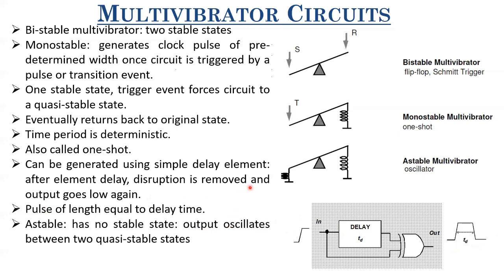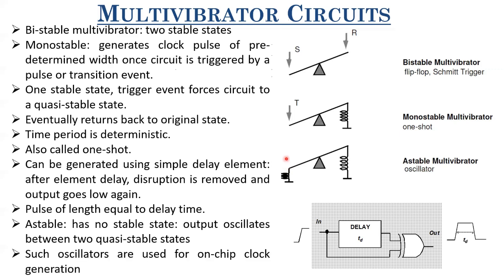Now there is another class of this multivibrator circuit, which is also known as the astable multivibrator. It hasn't got any stable state. Both of these states are quasi-stable, and as such, they are usually oscillators. And these oscillators are used to generate what? They are used to generate on-chip clocks. So most of the clocks that you have on chip are generated using astable multivibrators.